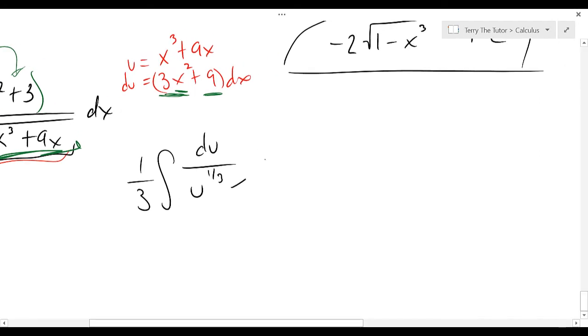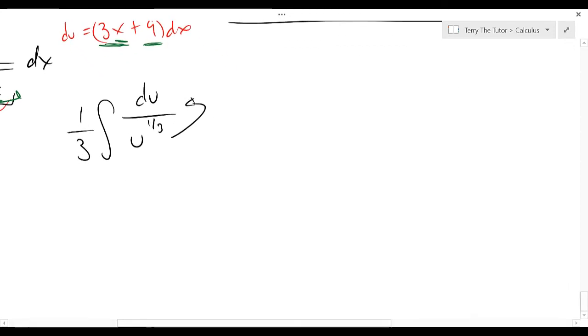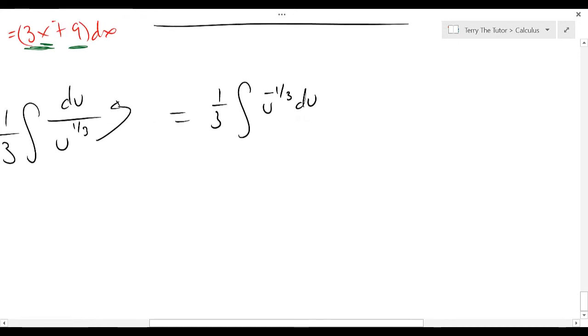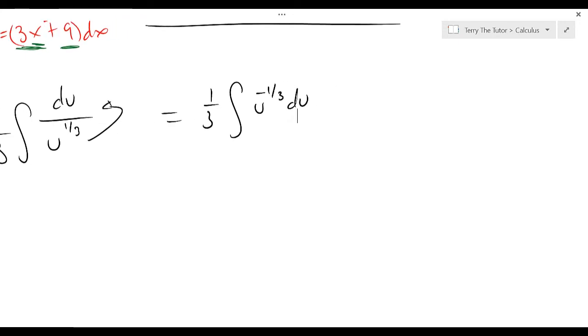Let's pull up our u to the 1/3. So I wind up with 1 over 3 integral of u to the negative 1/3 du. And then we are going to do the basic, or the common power rule, whatever the power rule. Plus 1. So negative 1/3 plus 1 is 2/3. Dividing by 2/3 is the same as multiplying by 3/2.